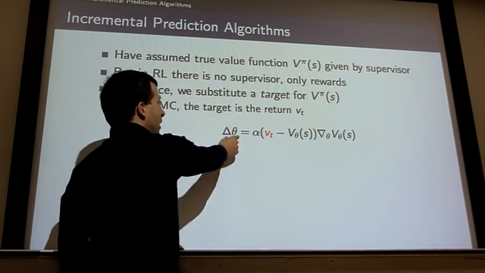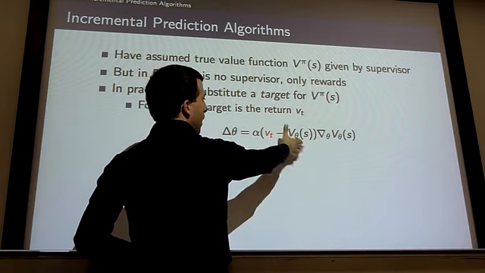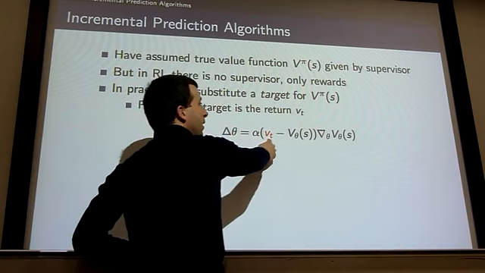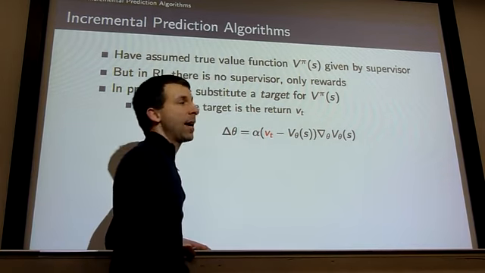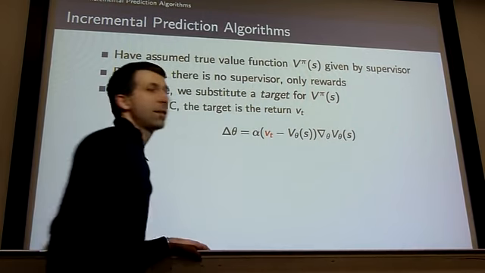So here we see, again, we're going to update the parameters a little bit in the direction of the step size multiplied by the error between our return, how much reward we actually got, minus how much reward we estimated we would get, our function approximator, multiplied by this gradient term here.